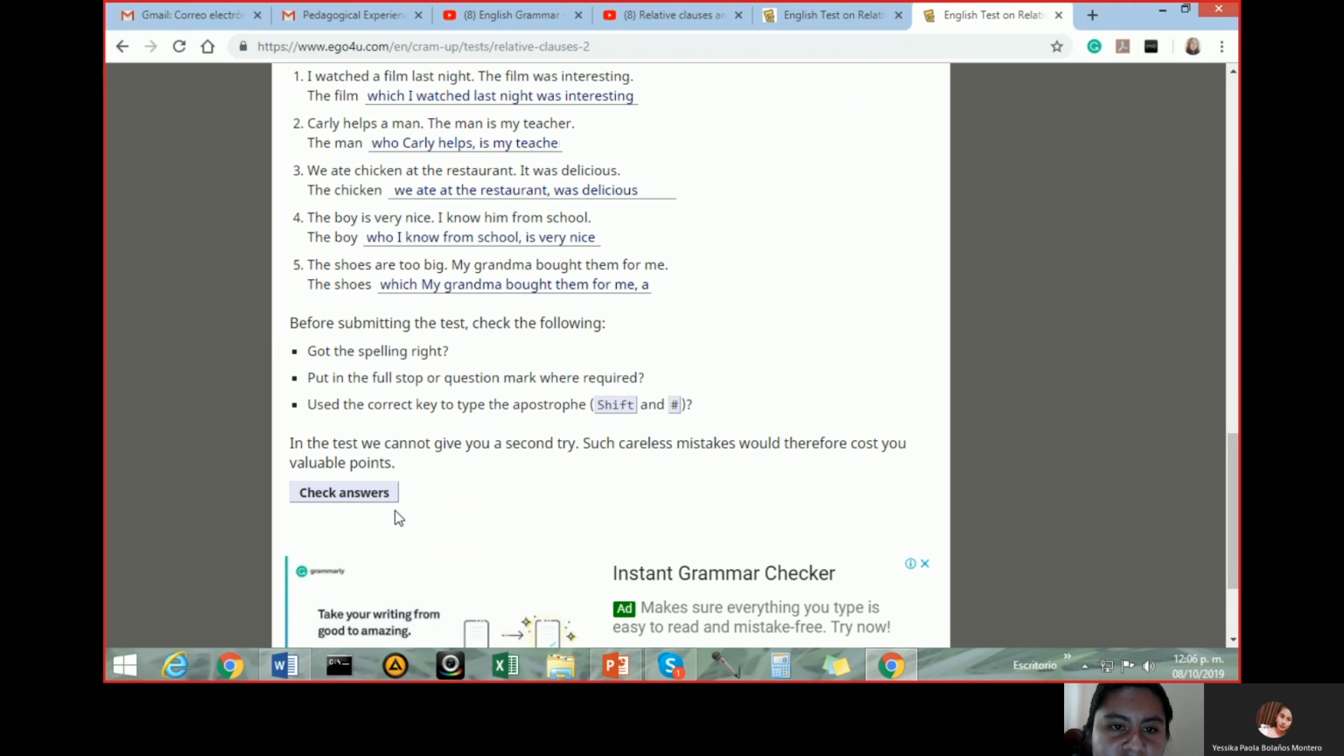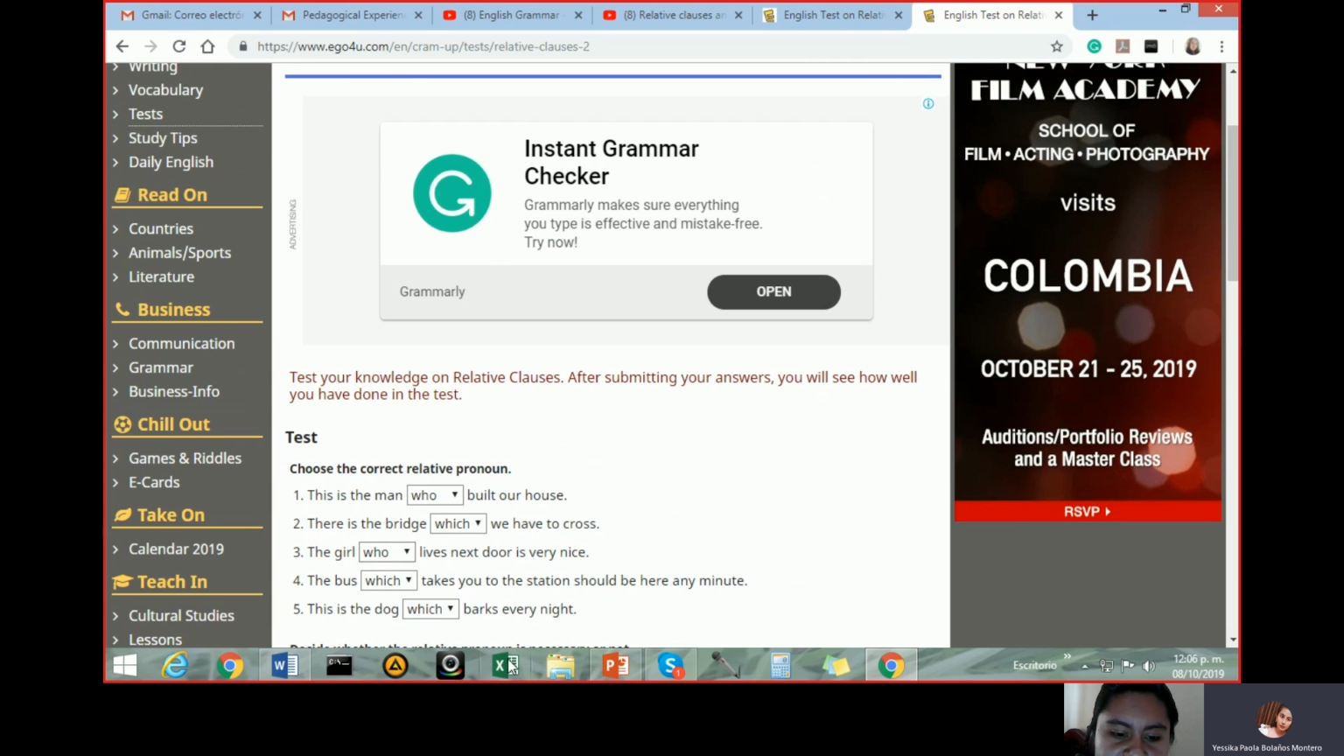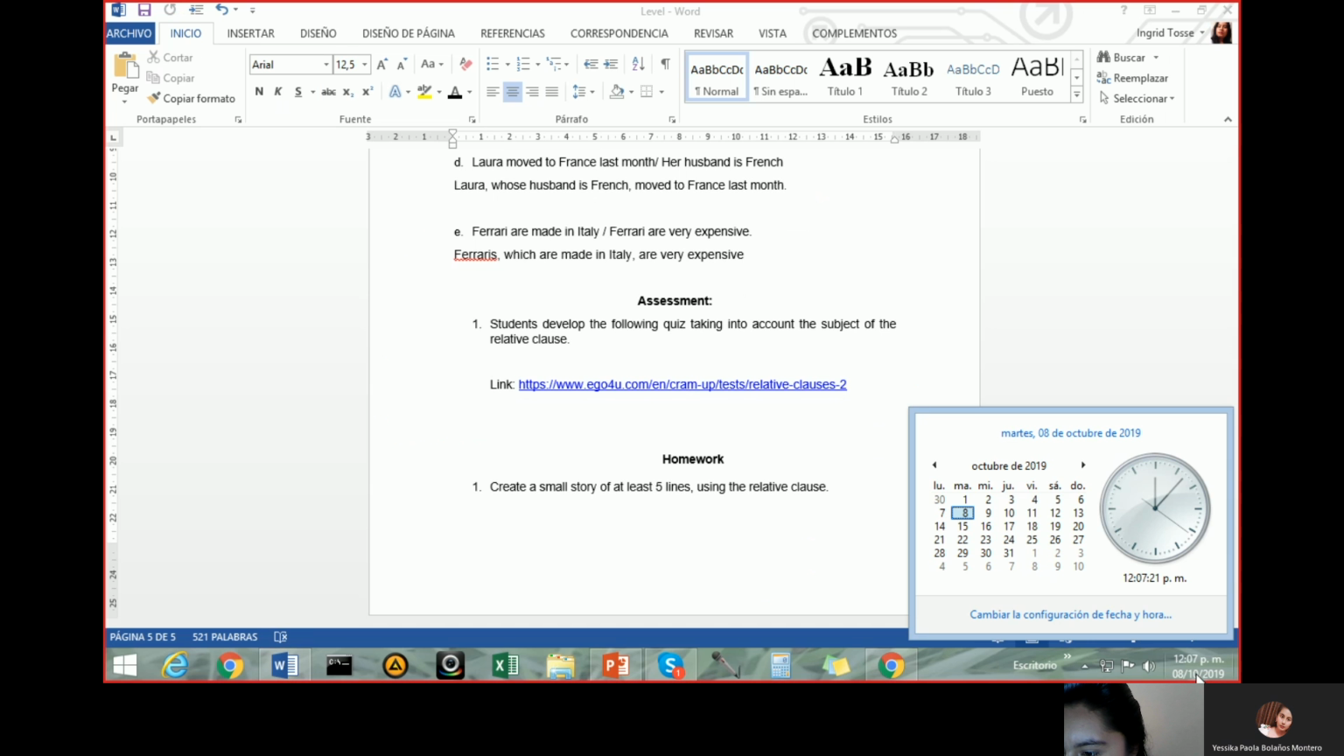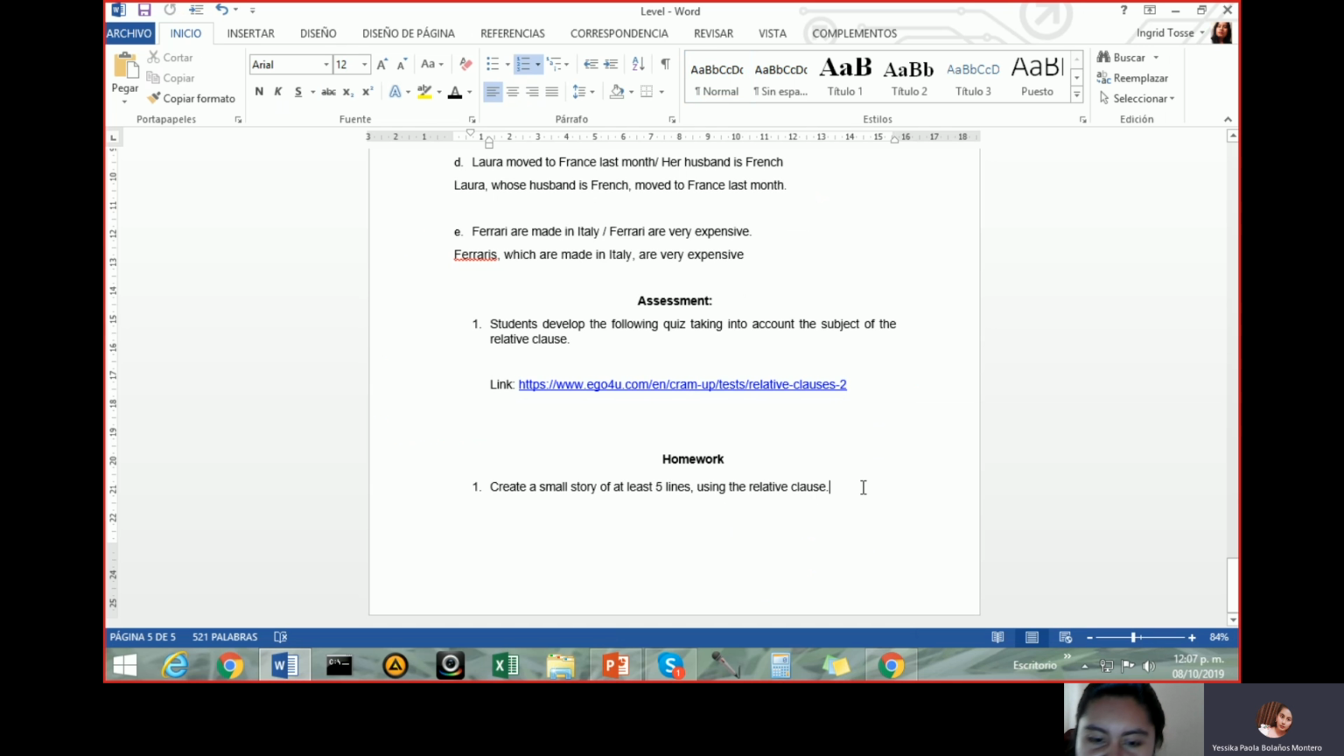Okay, perfect. These are the assessment. I think that you have some doubts, but it's normal. As homework, I need you to create a small history of at least 5 lines using the relative clause. The topic is free, and in the next class, we can share these tasks, okay? Is that on Thursday? Yes. The homework is very easy. Create a small history with the use of relative clauses.